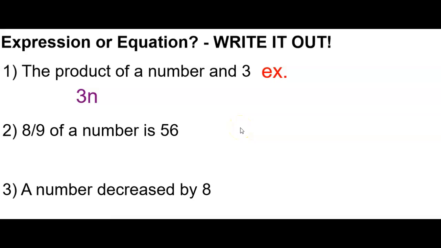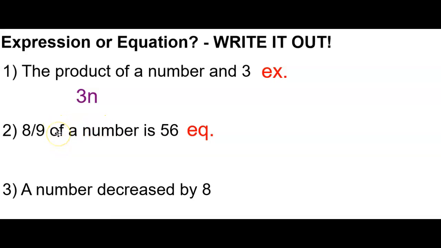So math etiquette is that you put the variables first, typically, but if there's a coefficient or you're multiplying, the number should go up front. So it's going to be 3n, which means 3 times n. Number 2 says 8/9 of a number is 56. So the phrase here says is 56, which means it's going to be an equation because it's equaling something. So 8/9 of a number.